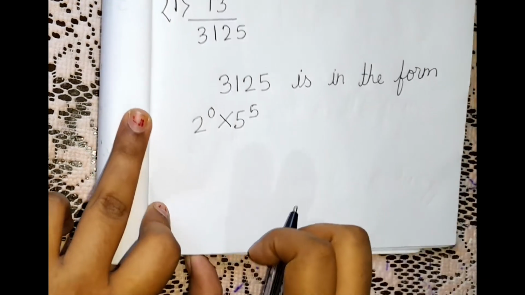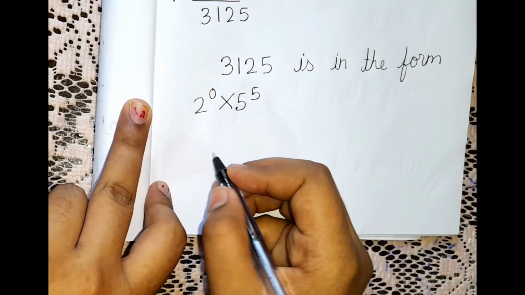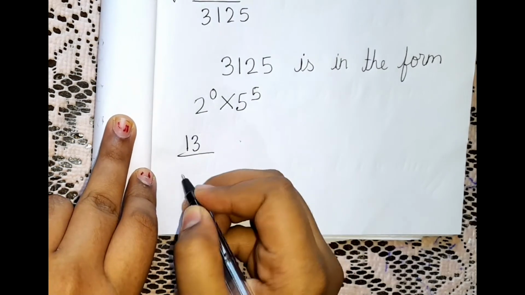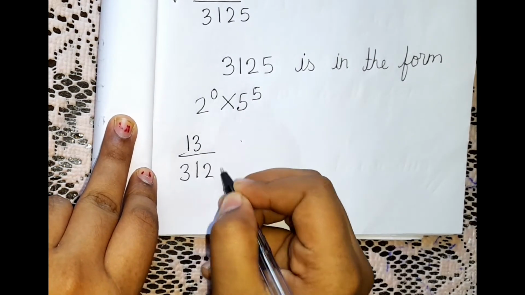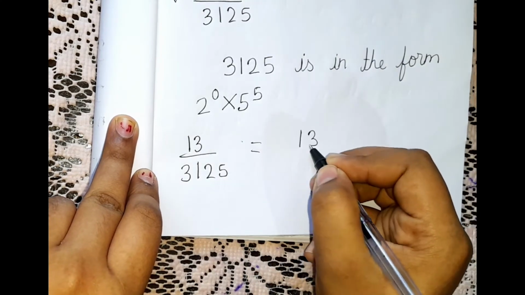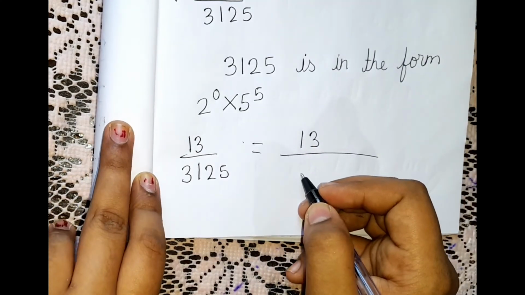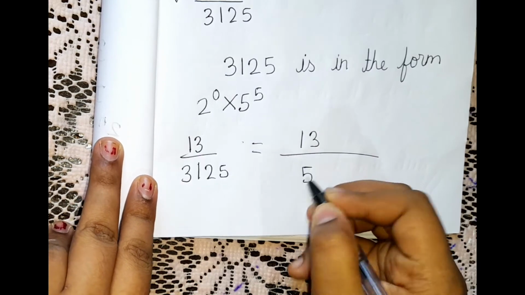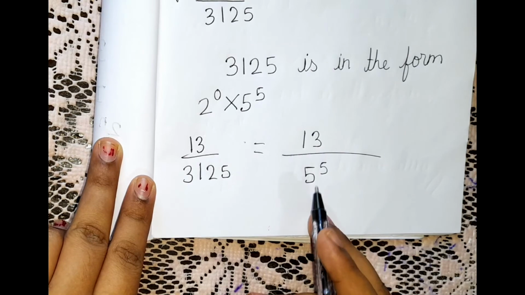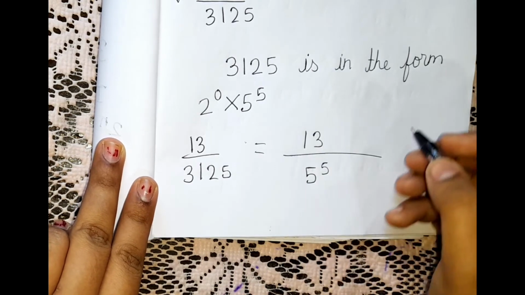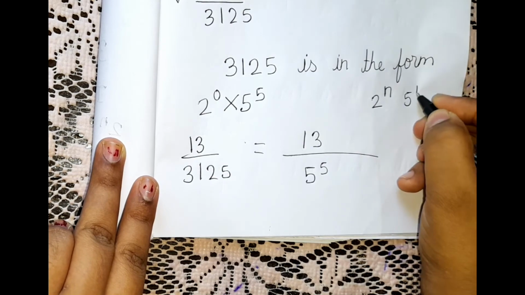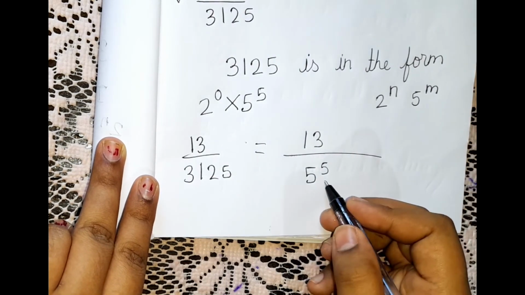Now let me write 13 by 3125. Here I am going to write 13 as it is, divided by 5 power 5, because after finding the prime factorization we got 5 power 5. Do you guys remember the form, 2 power n and 5 power m? In this we have 5 power 5.